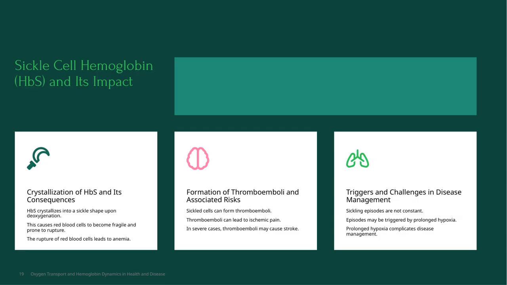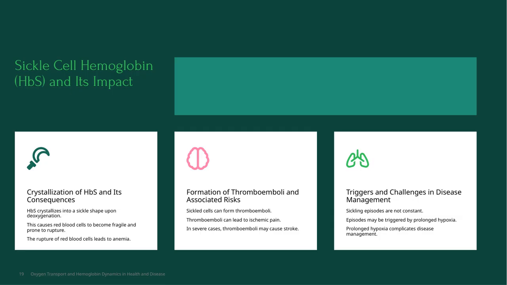Now, beyond hemolysis, sickled cells can also form thromboemboli, which are essentially clots that can block blood flow. These blockages can cause ischemic pain resulting from restricted blood supply, and in severe cases, they can even lead to strokes. This highlights how the abnormal shape and behavior of sickled cells contribute not just to anemia, but also to serious vascular complications.